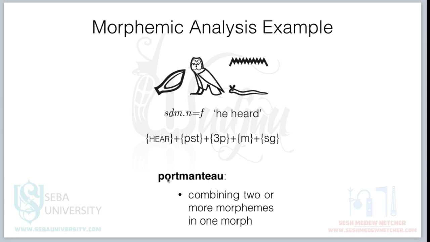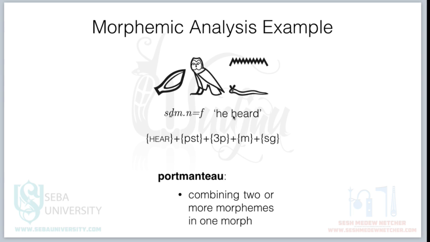And we call that a portmanteau morpheme. What that means is it's combining two or more morphemes into one morph. So these are three morphemes and one morph that you actually see, and in this case, that you would hear. Sejuminef. It means he heard, past tense. This one word translates as two words in English.